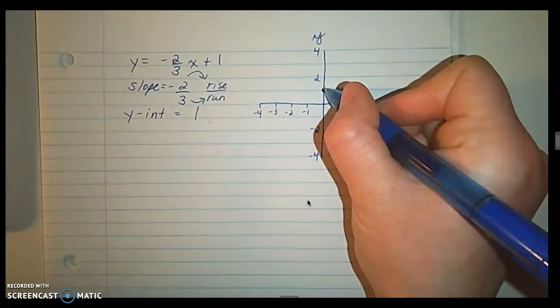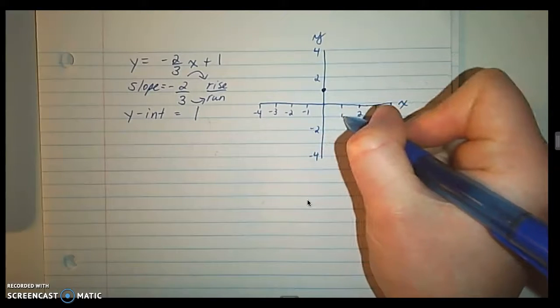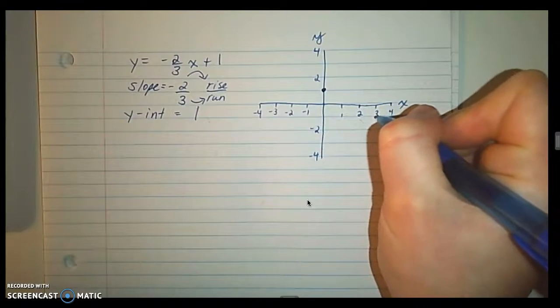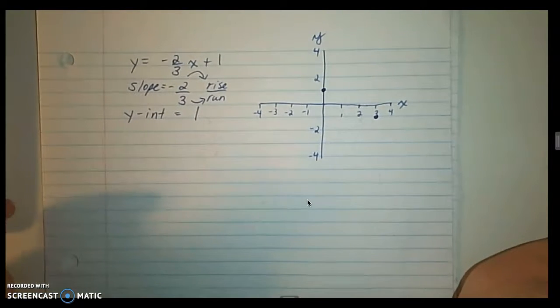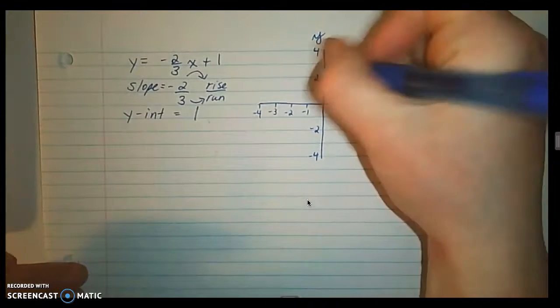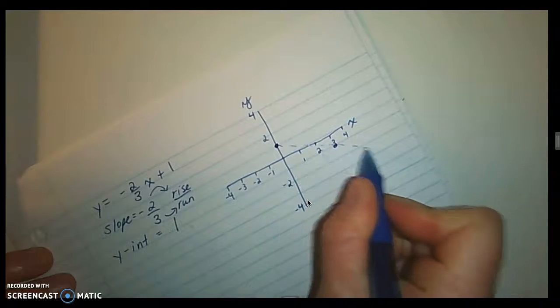That's a rise of negative 2, and then over 3. 1, 2, 3. And that gives me another point on the line. And really, to graph a line, you only need 2 points. So once you've located one other point, ideally you'll use a ruler, but you can draw a line to connect them.